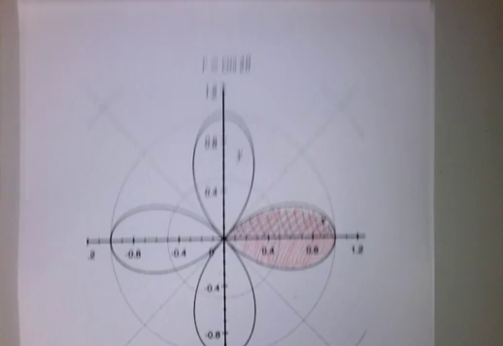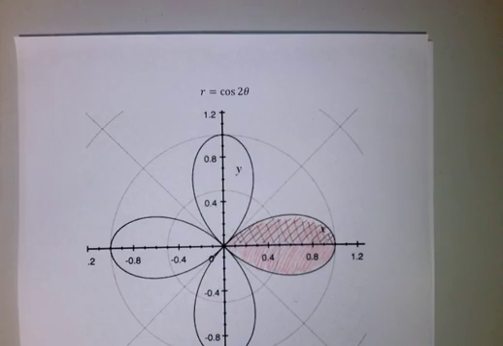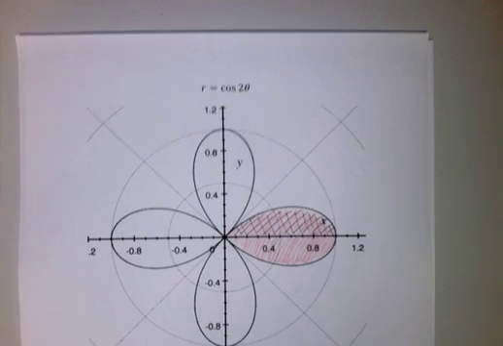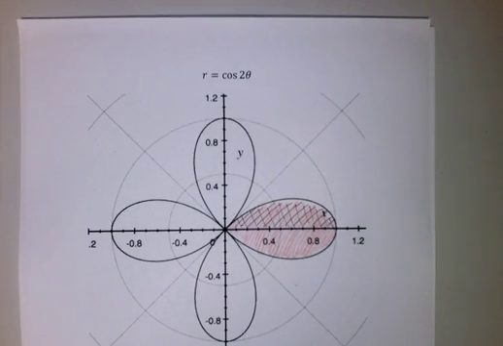Well, it's going to work out a little bit differently if you do, maybe, cosine of 3 theta, because remember, cosine of 3 theta has 6 petals, but only 3 of them are visible.